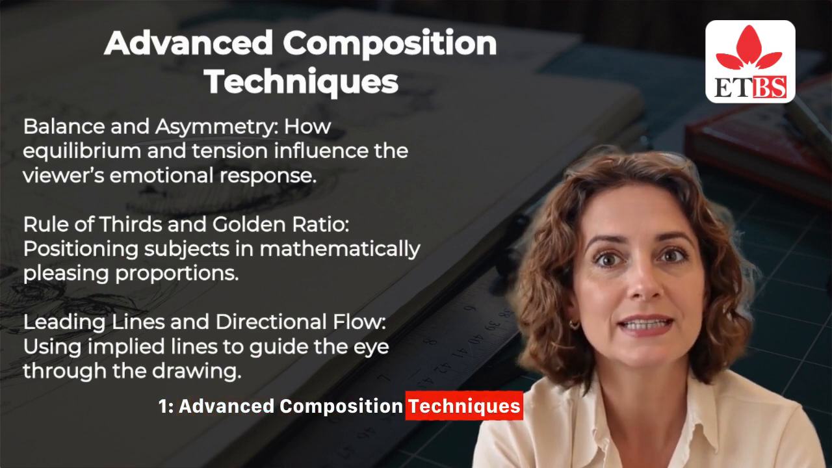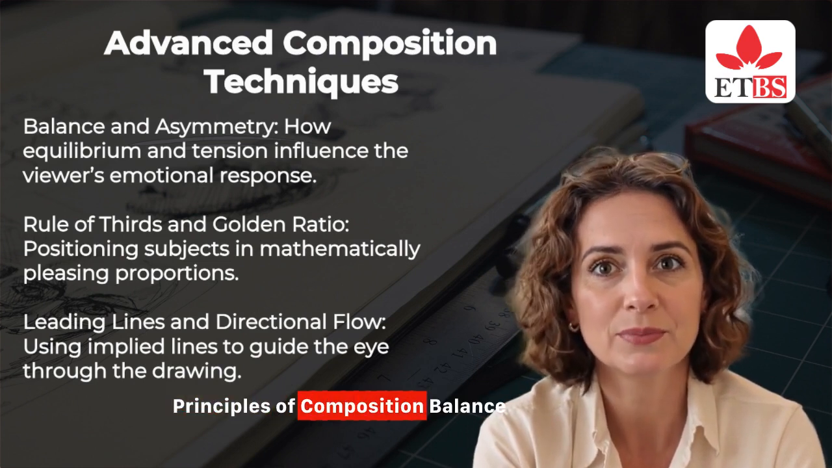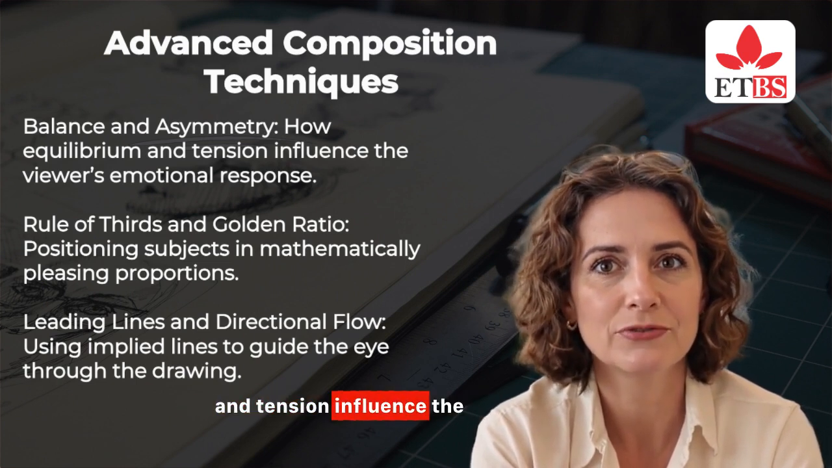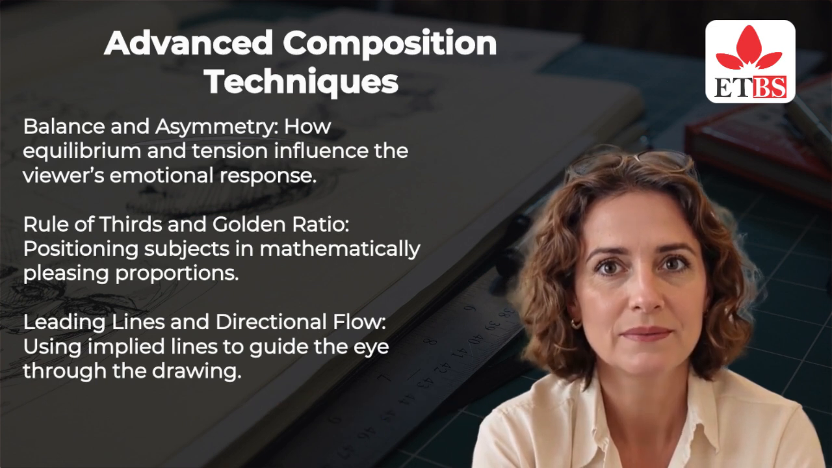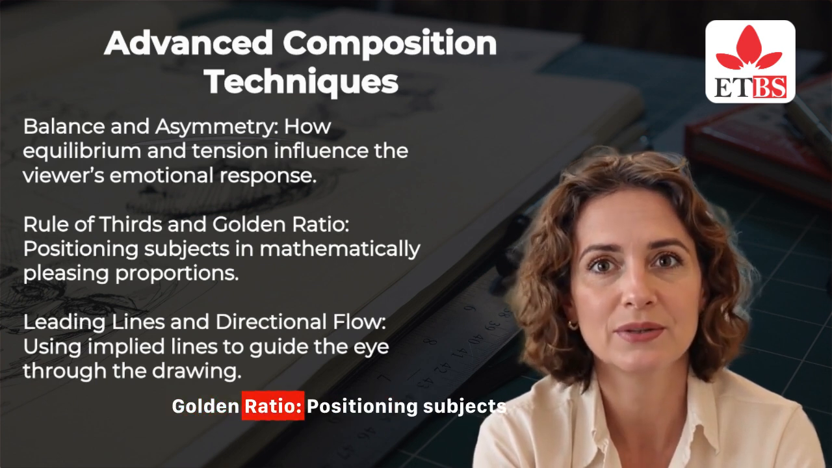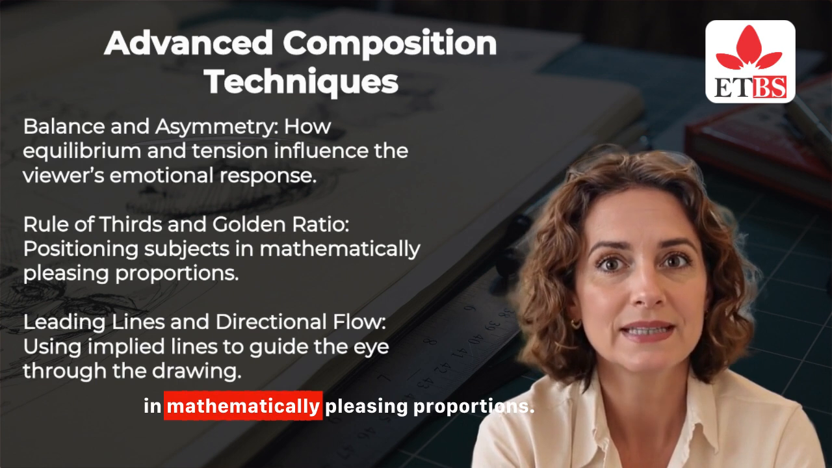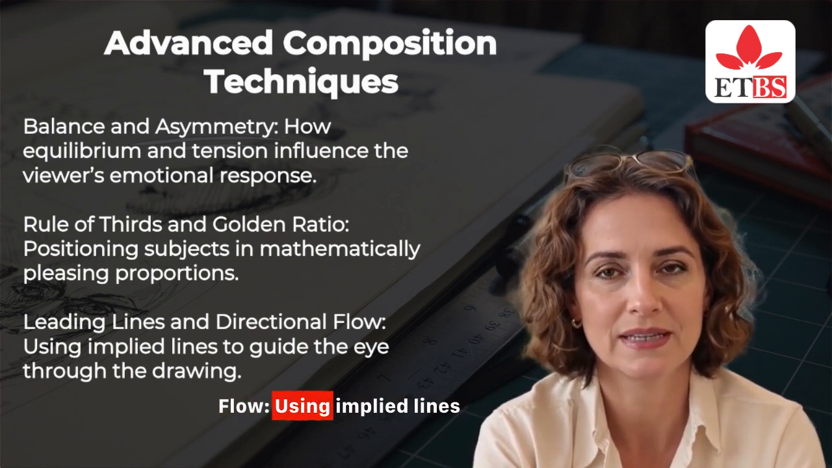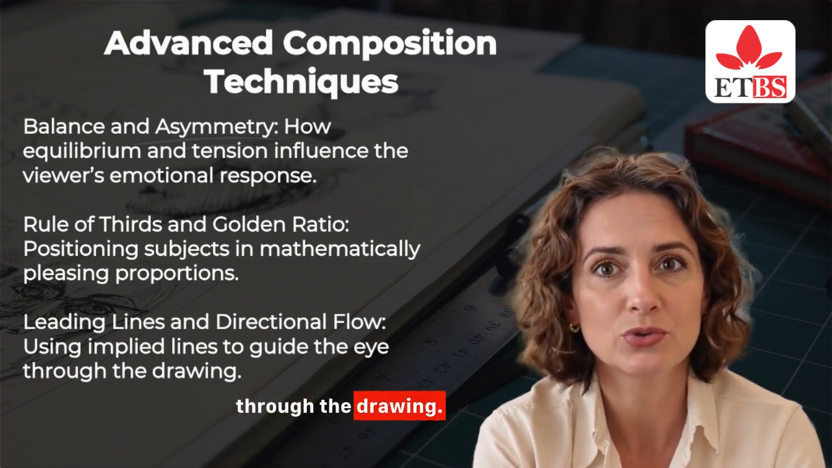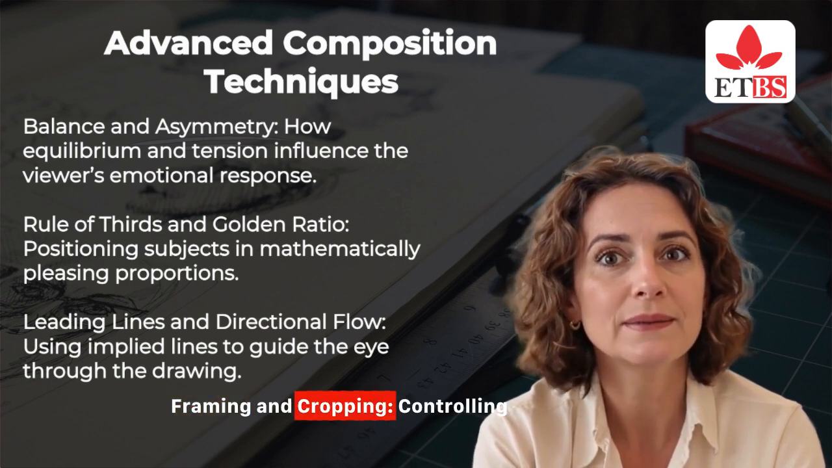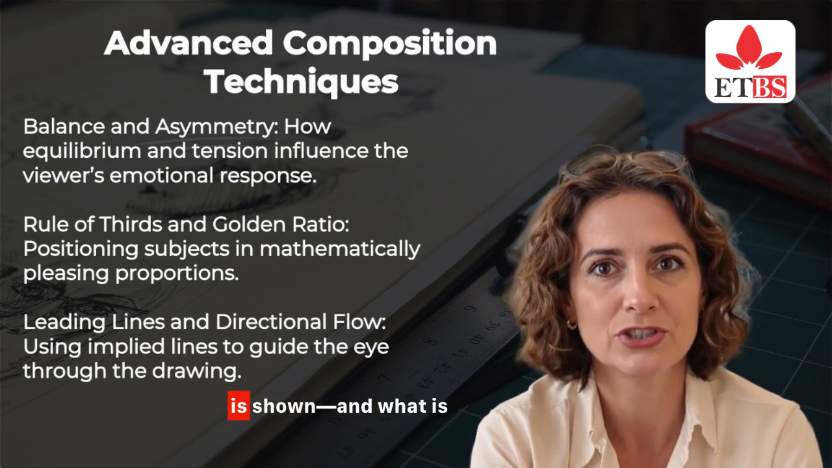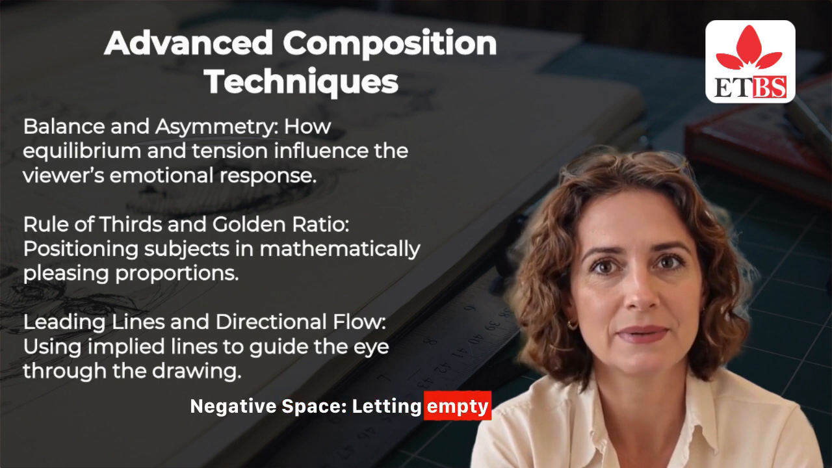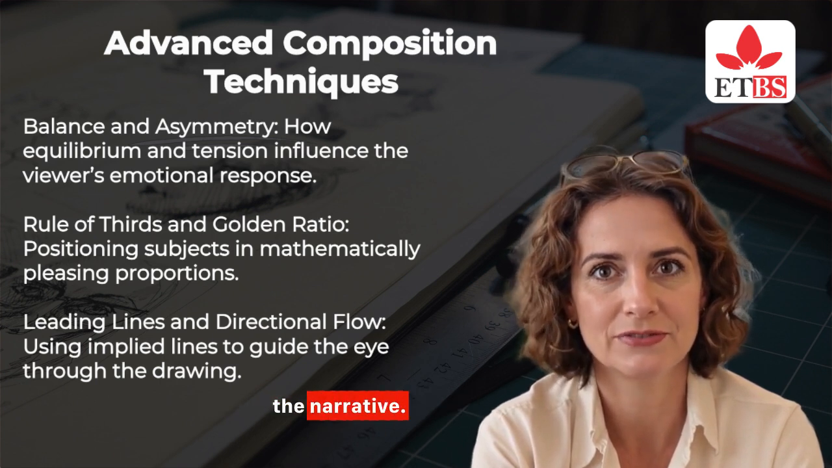1. Advanced composition techniques. A. Principles of composition: balance and asymmetry, how equilibrium and tension influence the viewer's emotional response. Rule of thirds and golden ratio, positioning subjects in mathematically pleasing proportions. Leading lines and directional flow, using implied lines to guide the eye through the drawing. Framing and cropping, controlling viewer focus by what is shown and what is not. Negative space, letting empty areas enhance or challenge the narrative.